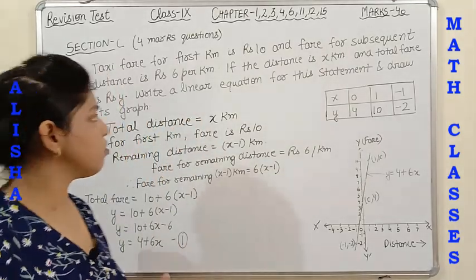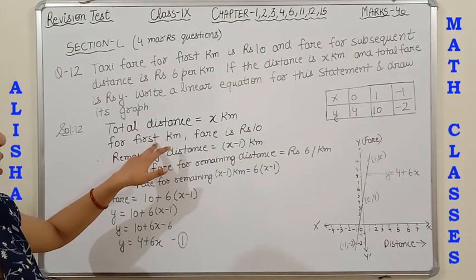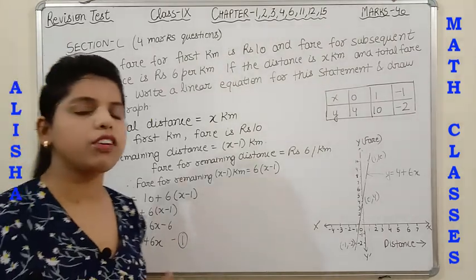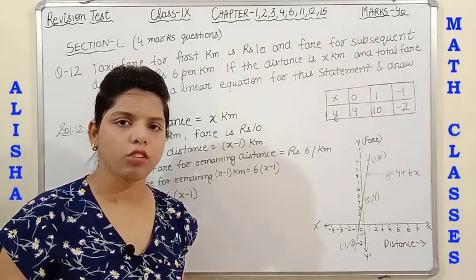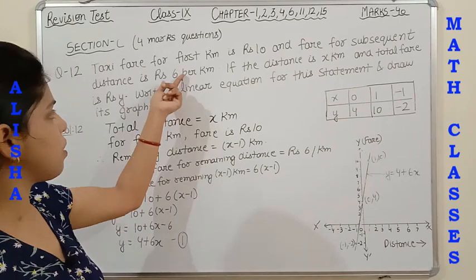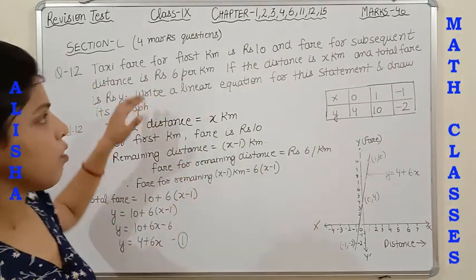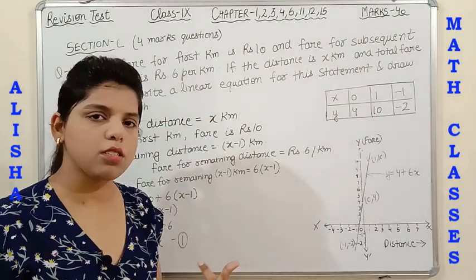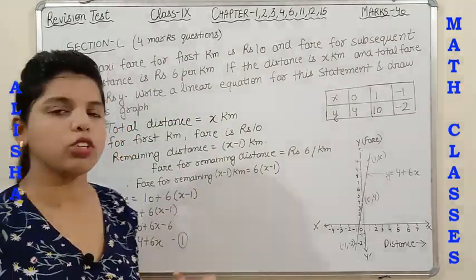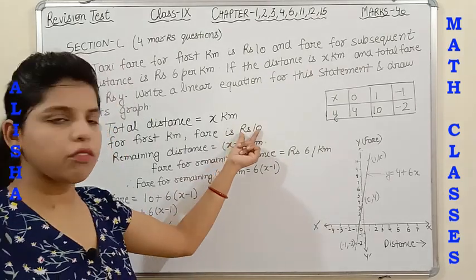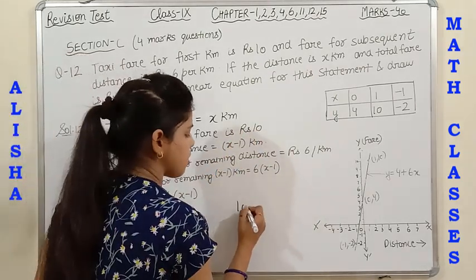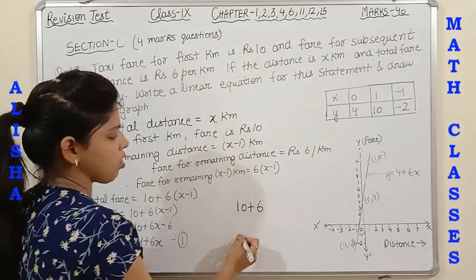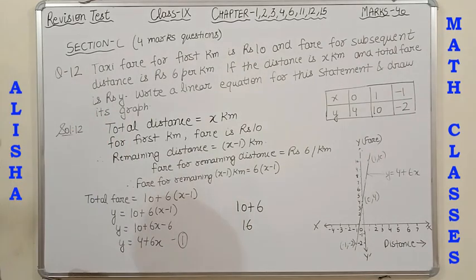And when someone will cover the distance of 1 kilometer, that means he has to pay the charges rupees 10. Now for the next kilometer, that means if he has to travel for 2 kilometers, he has to pay rupees 6 extra. For subsequent distance is rupees 6 per kilometer. So for 2 kilometers, rupees 10 for the first kilometer and for the next 1 kilometer he has to pay rupees 6 extra. So it will be rupees 16.